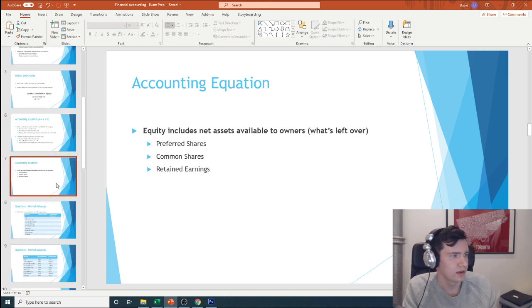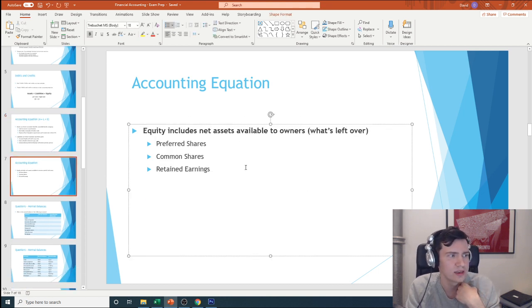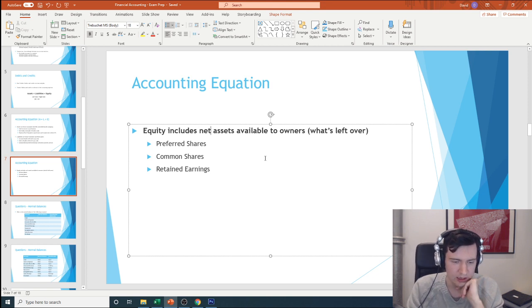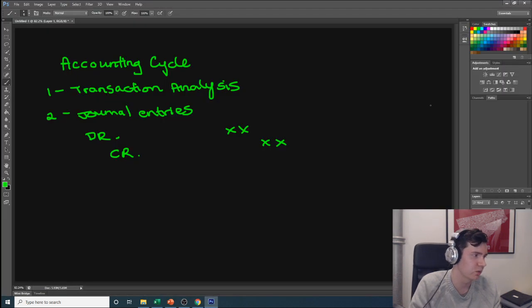And then, of course, equity. Equity is your residual interest. Your residual interest is your net assets that are available to owners. And if you think about it, the way I always like to think about it is like one big pie.